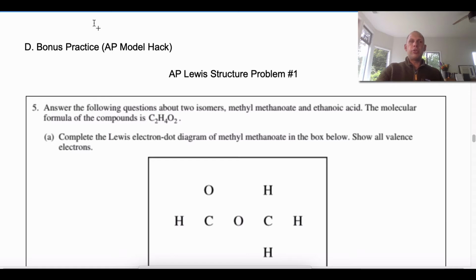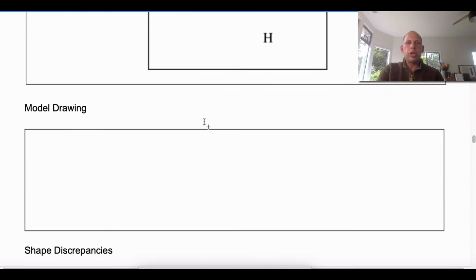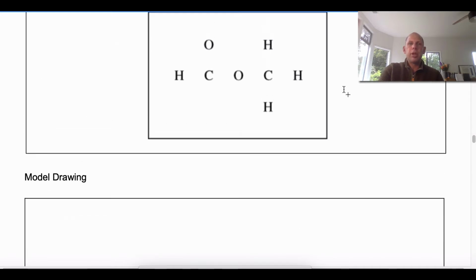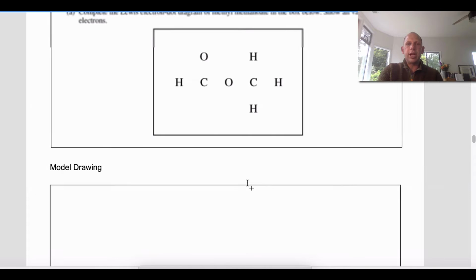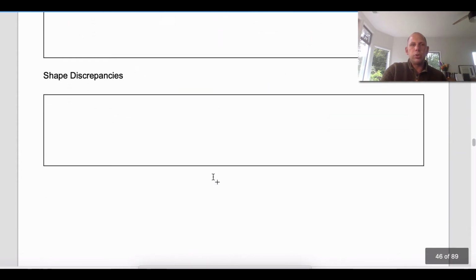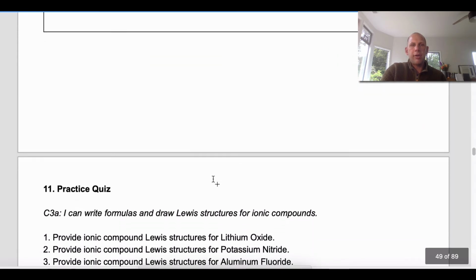Okay, so what they'll do here is they'll give you a skeleton structure like this, and we're going to go through all of these. The first thing I'm going to have you do is fill this in with the bonds. Then you're going to draw a model of the molecular geometry, and then indicate the discrepancies in shape between the model that you drew and the actual Lewis structure that they show you there. And you're going to do this 1, 2, 3, 4, 5 times.